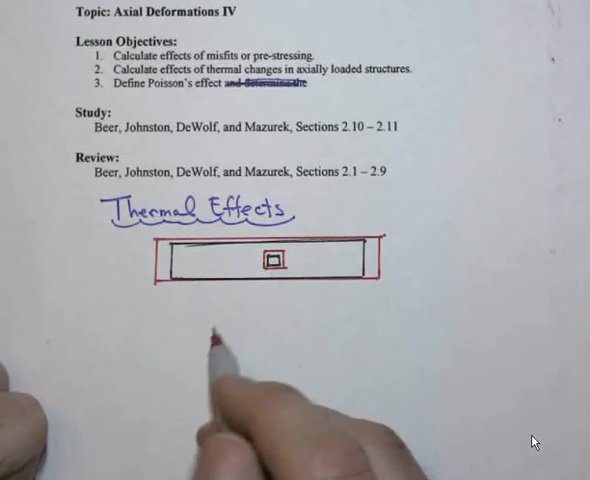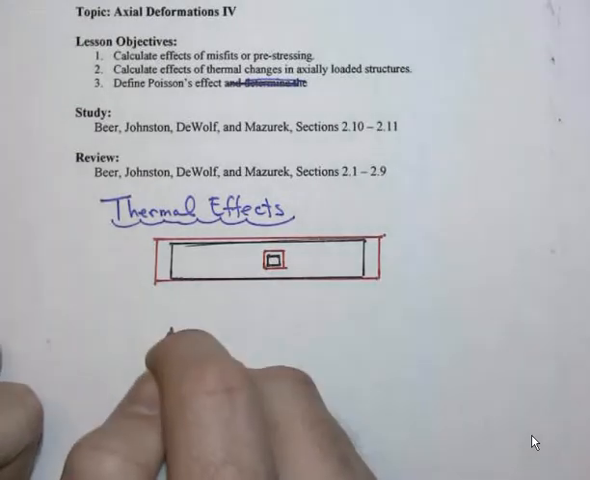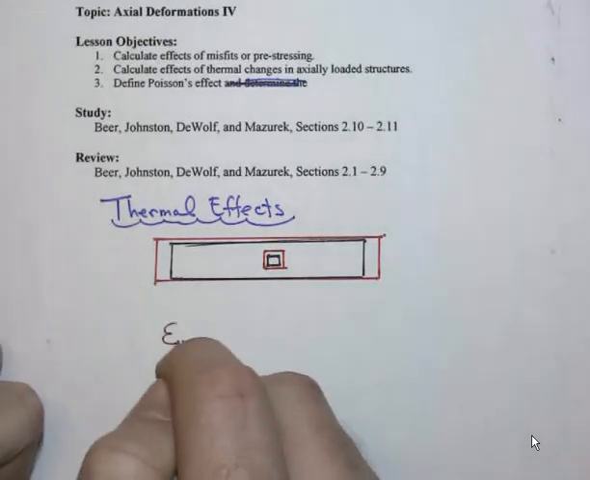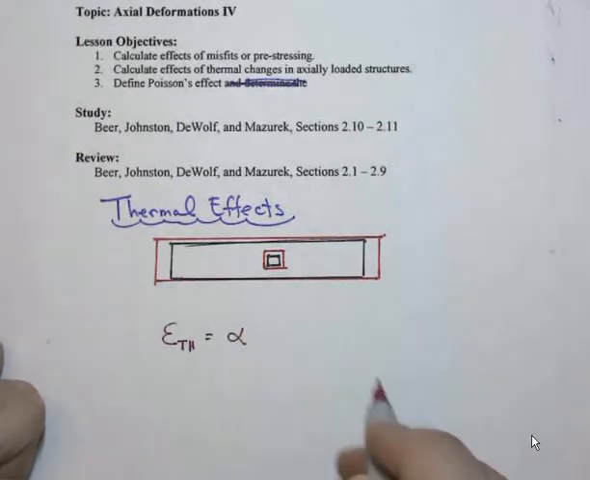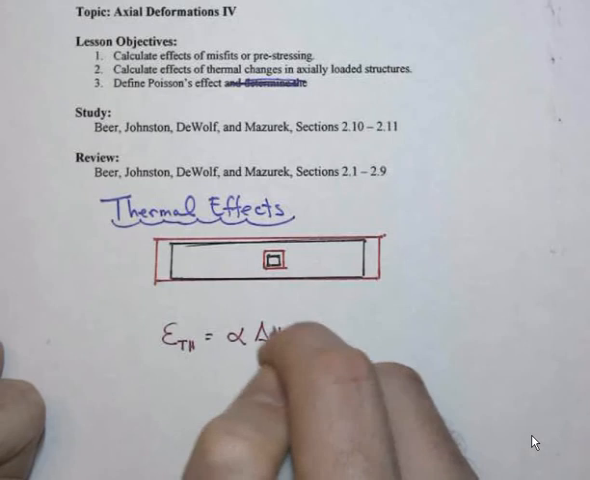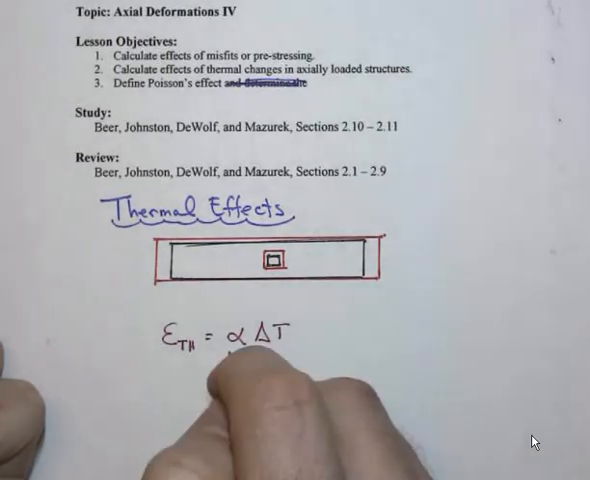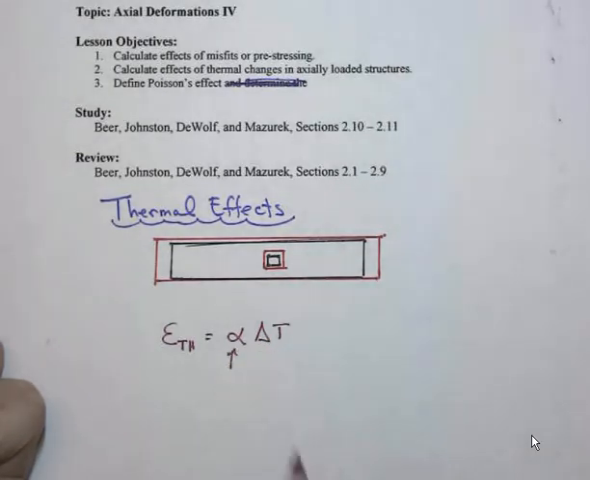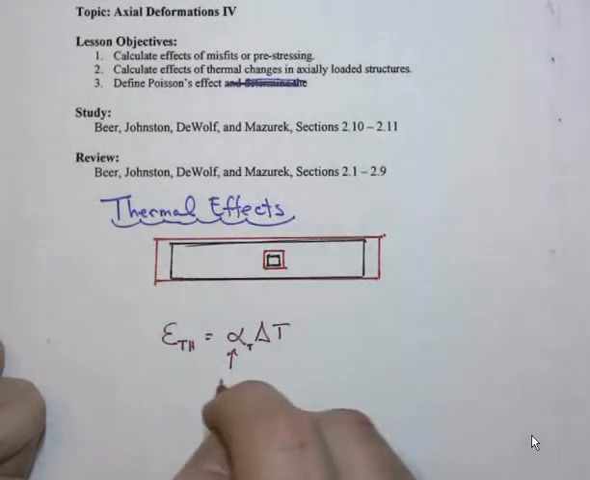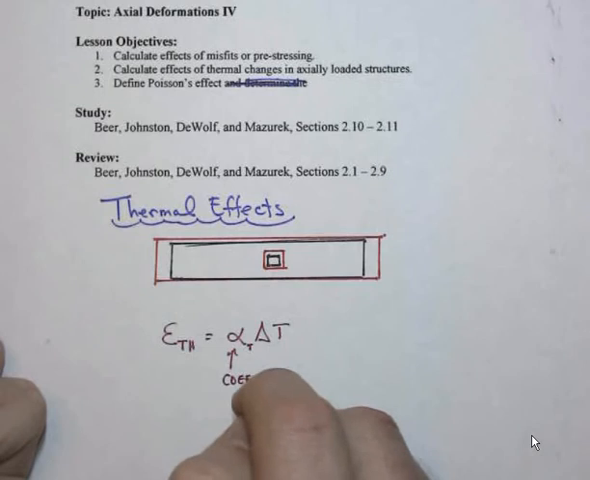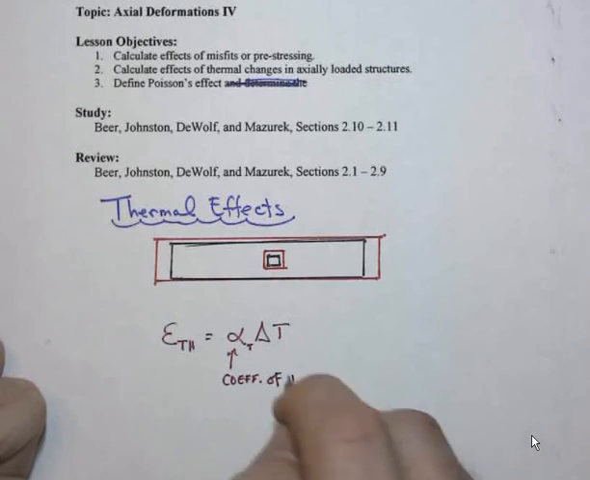And of course we're going to capture this first at the tiny little level with the thermal strain being equal to the coefficient of thermal expansion times the change in temperature. Okay, and usually we're using alpha. Sometimes it's given the symbol alpha sub t for this coefficient of thermal expansion.